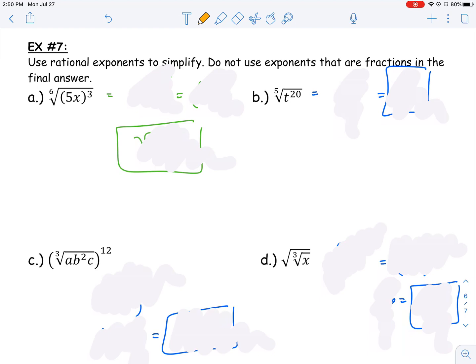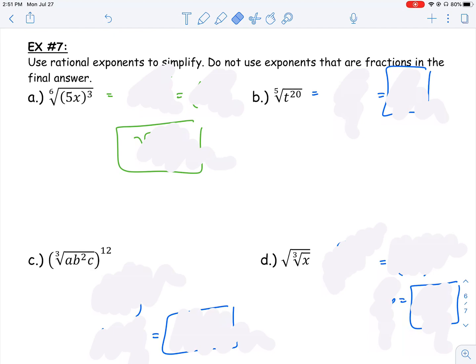Okay, A, the sixth root of 5x cubed. Okay, so that's in radical notation. Let's see if we can take that out of radical notation and put it into exponential notation. Because you notice I can't simplify it the way it is right now. I have 3 of these. That's not enough for a group of 6. But what I can do is write it as a rational exponent.